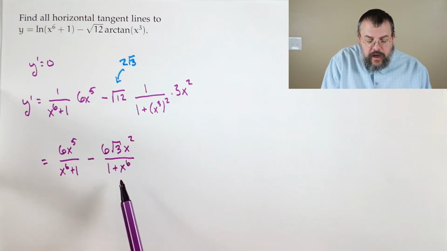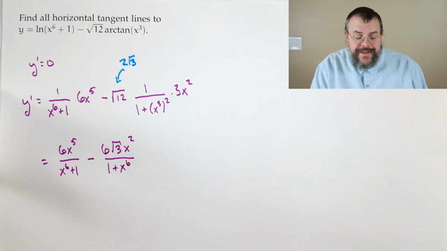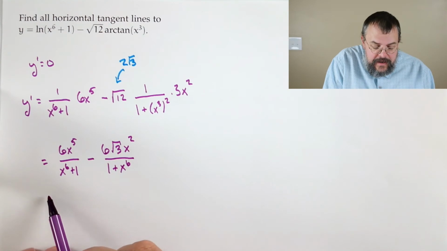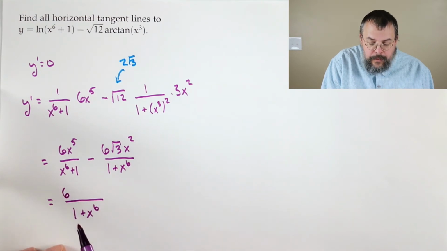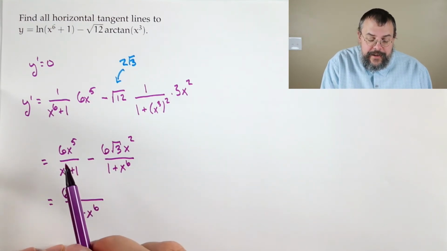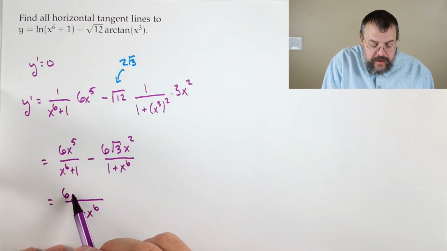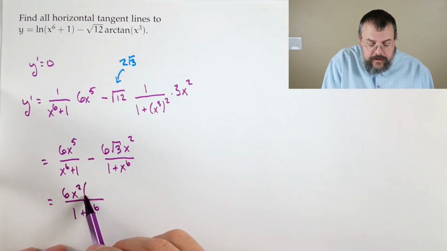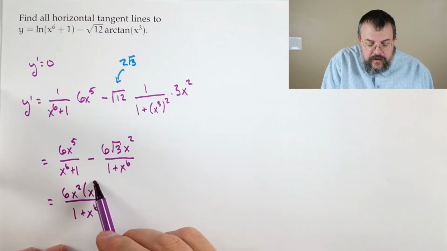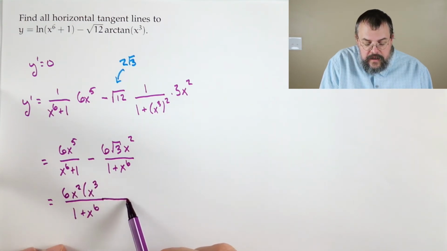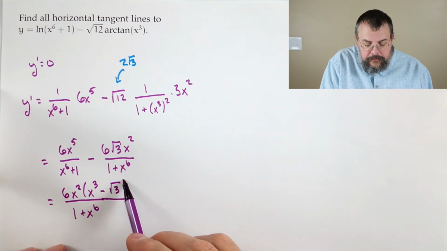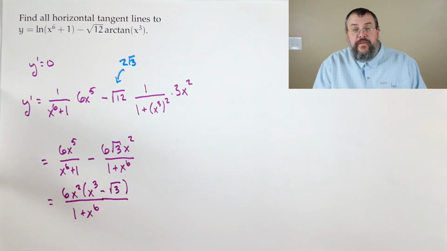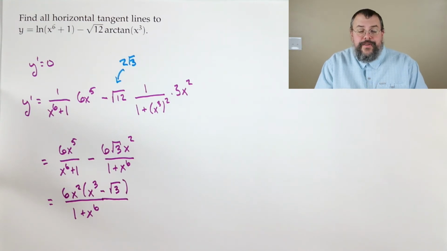Hey, these are the same denominator. All right, let's put them all together then. And in fact, while we do that, let's clean up the numerator. So 6 is common. What else is common? The other thing that's common is the x squared. So we get x squared, and then we're left with x cubed minus square root of 3. Good. So now what's left?